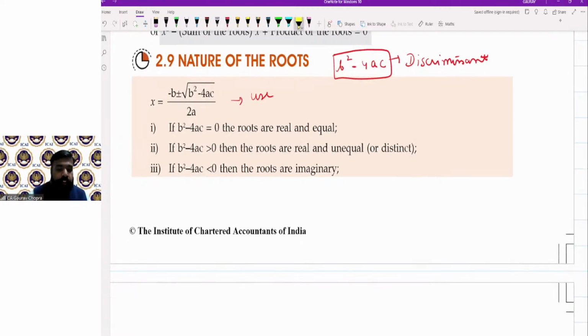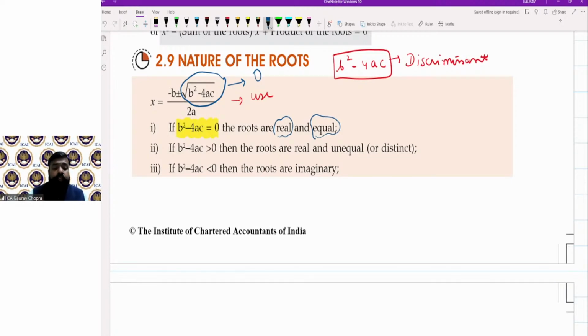सबसे पहली कंडीशन, the first condition is if b square minus 4ac is equal to 0. अगर ये वैल्यू 0 के इक्वल है, then उस केस में हम बोलेंगे roots are real and equal. अगर b square minus 4ac ये पूरी वैल्यू 0 हो जाती है, this complete thing becomes 0, तो उस केस में roots are real and equal.